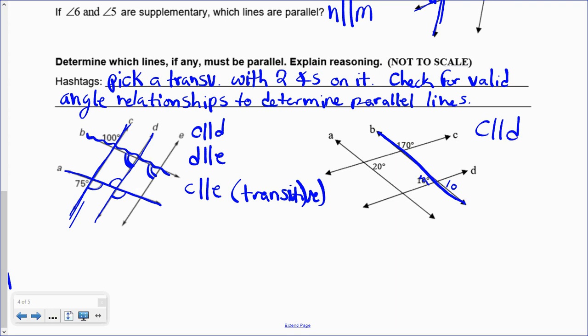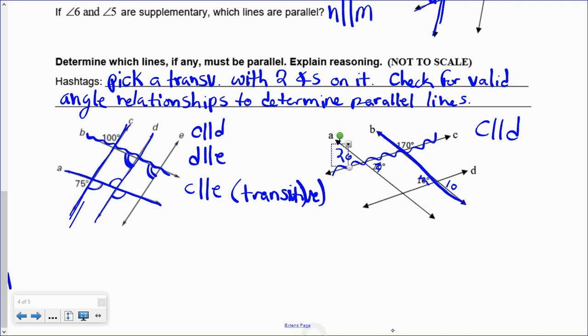Alright, what's another transversal that has two angles? C. Okay, does the 20 and the 170 have a relationship right now? Can we fix that? Move the 20. Those are now consecutive exterior. What should be true about consecutive exterior angles? Do they equal 180? No. So then would A and B be parallel? No. So our answer is just C is parallel to D. So that's how you approach hashtag questions.